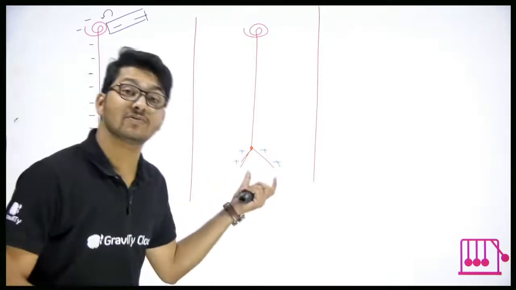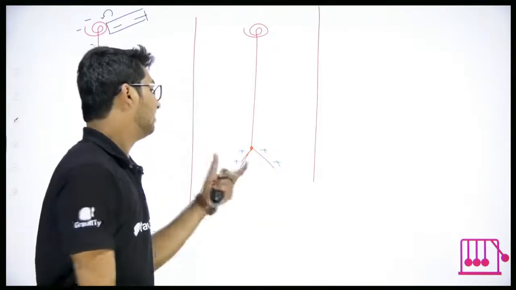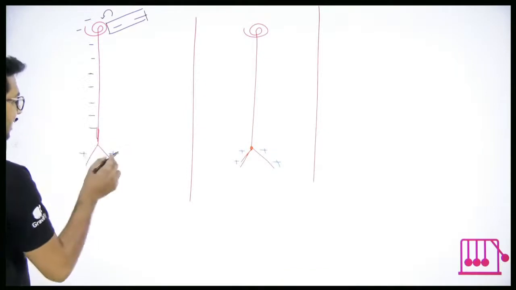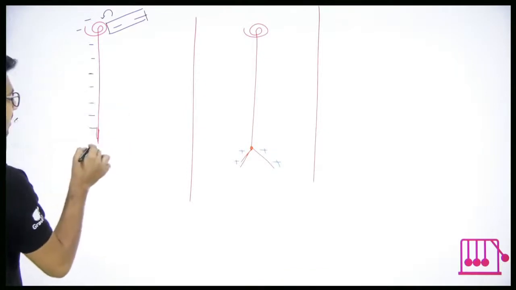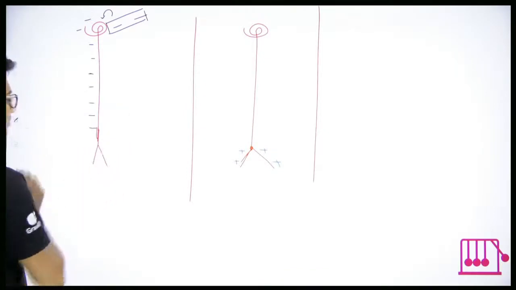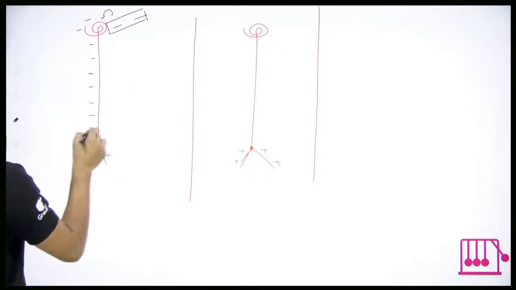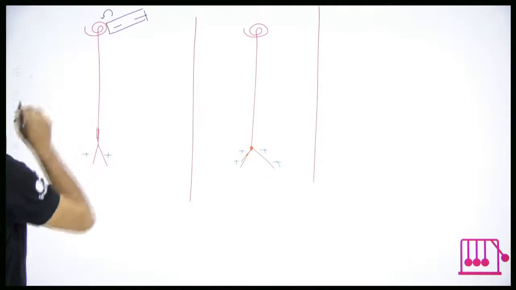So if the amount of charges decrease, what will happen? The leaves will still be repelling each other, but they will come a bit close. Understood? Yes.